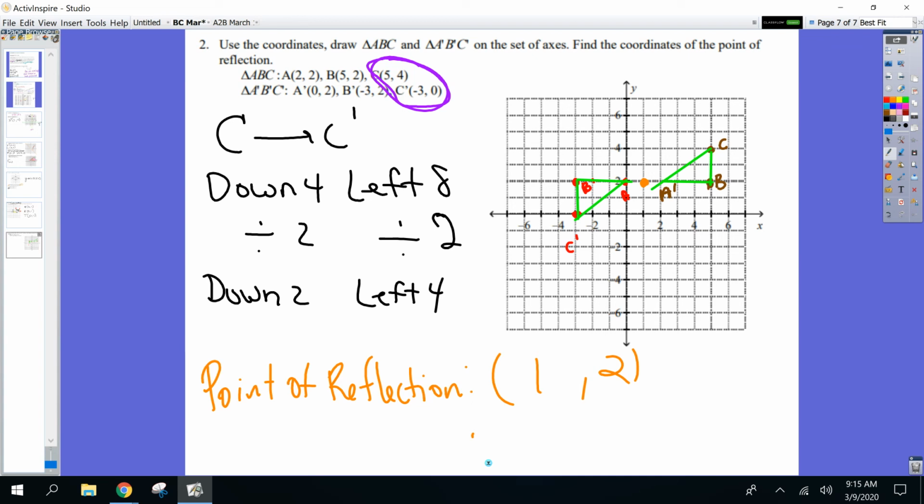1, 2. It's the what of C, C prime? Midpoint. It's the midpoint. If you add your x's and divide by 2, add your y's. So algebraically, if you don't want to do it on a graph, you can just say it's the midpoint of any image and pre-image. So it's the midpoint of C, C prime. Okay, point of reflection will always be the midpoint between an image and its pre-image. Okay? All right, nice job.